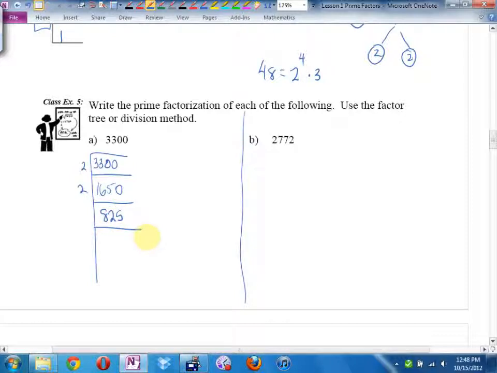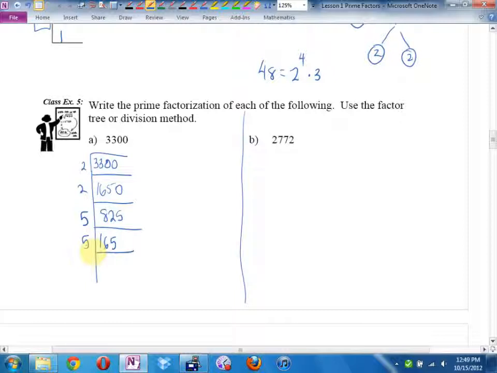What's the prime number that goes into 825? 5. All right, what's 825 divided by 5? Let's see if I can do this one in my head. 200 take away 20 is 180, take away 15 is 165. Yeah? Woohoo! I can do math in my head. Oh, 5 goes into 165? Yep.